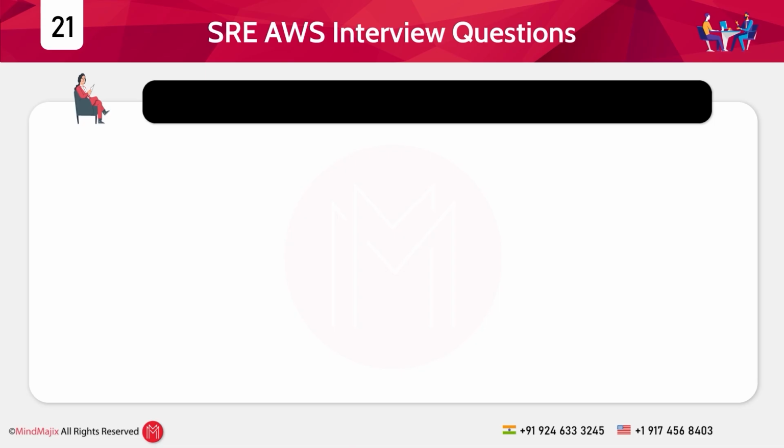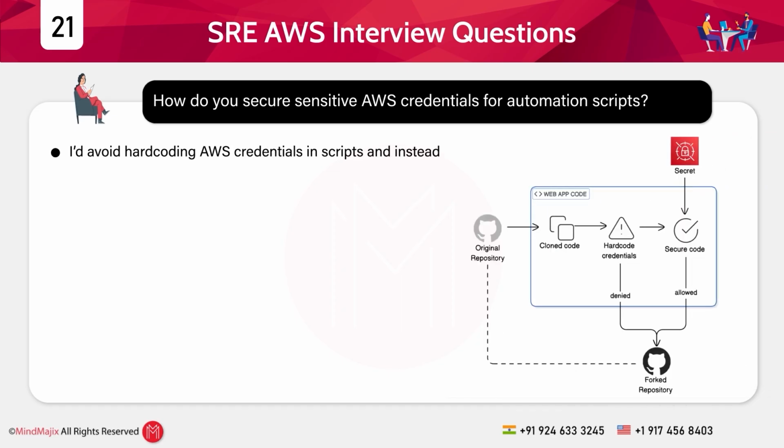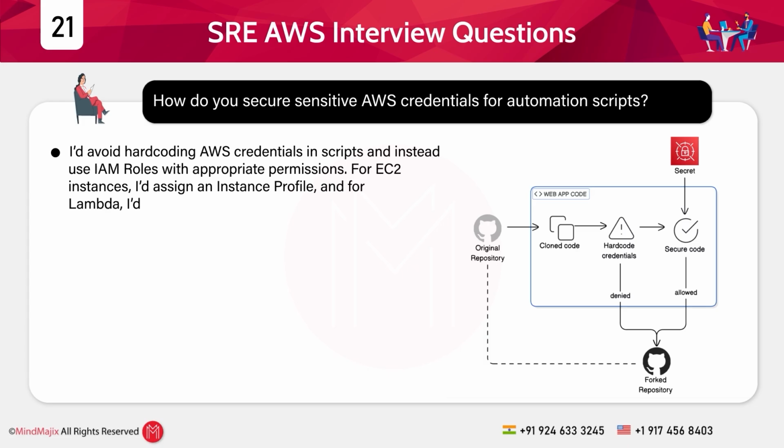So the next question is, how do you secure sensitive AWS credentials for automation scripts? First and foremost, you can avoid hard coding AWS credentials in scripts and instead use IAM roles with appropriate permissions. For EC2 instances, you can assign an instance profile, and for Lambda, you can use an execution role.